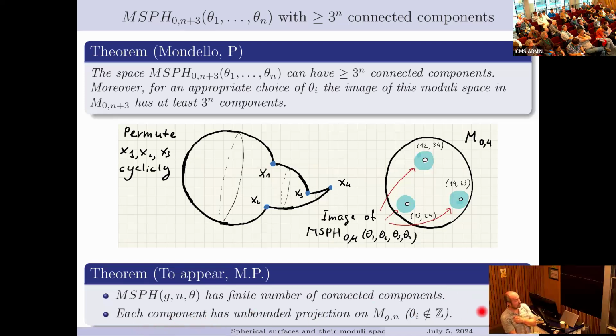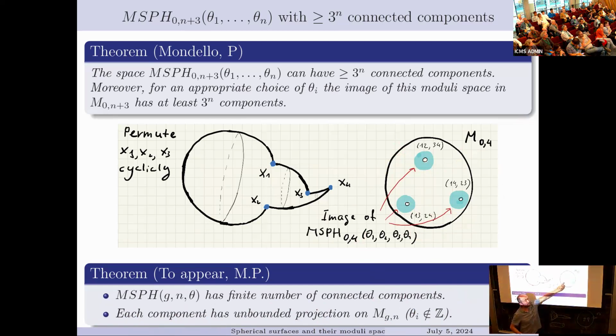And the second statement, which is kind of harder, is about the picture that you see here. You have a component and it projects, and it goes to infinity in the moduli space. So this point doesn't belong to the moduli space. The statement is that every connected component, when you project it to the moduli space of Riemann surfaces, also goes to infinity. But for this, we impose the condition that conical angles are non-integer.